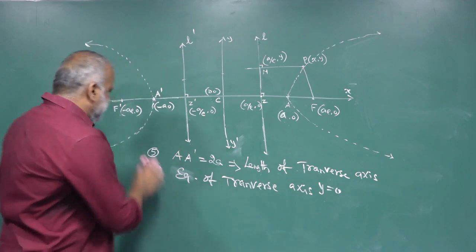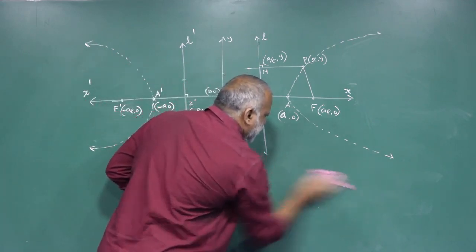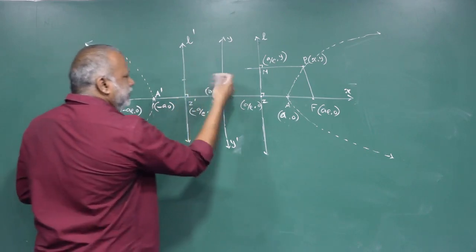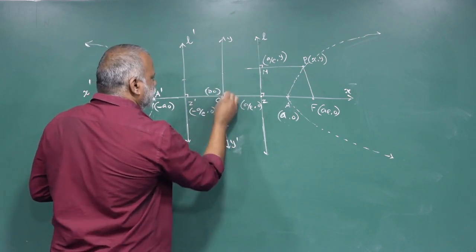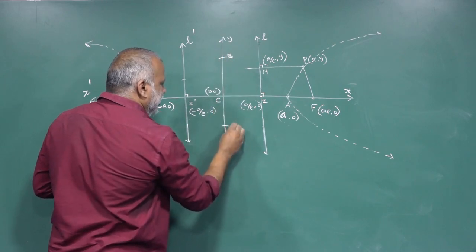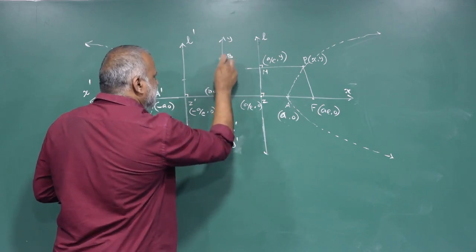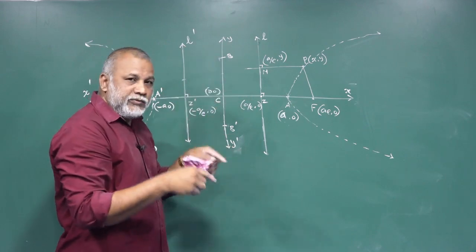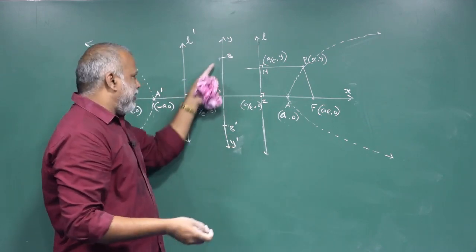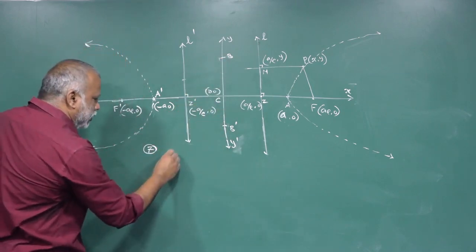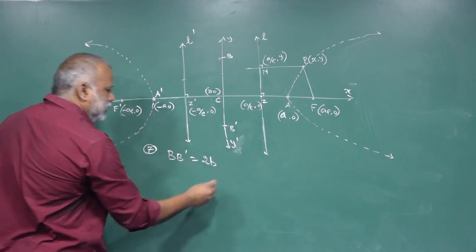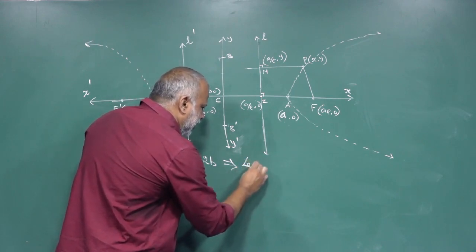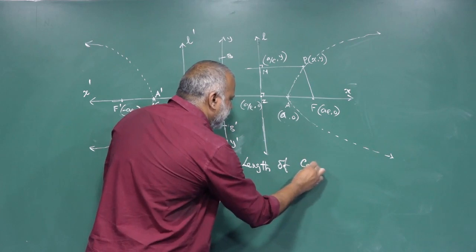Then another one. See here. Result number 7. Here it will not cut y-axis, but assume, see here, it is B. We are saying it is B dash, but it will not cut y-axis in the diagram. When compared with ellipse, B dash is the meeting place of y-axis of an ellipse. But here there is no meeting place, but we are taking an assumed value. This B dash equal to 2B. The name is conjugate axis. Length of conjugate axis.